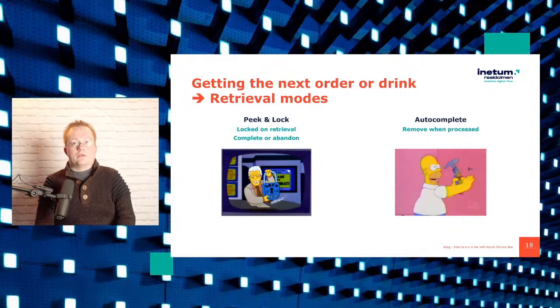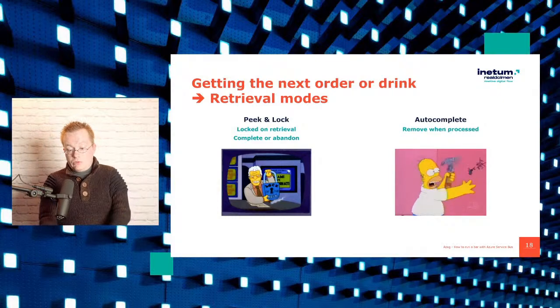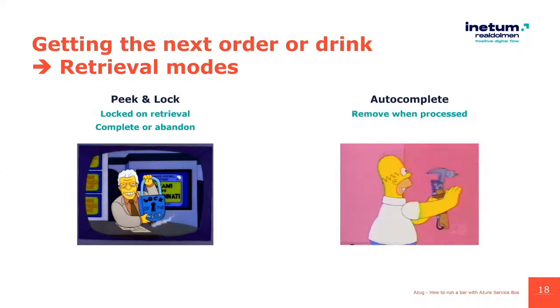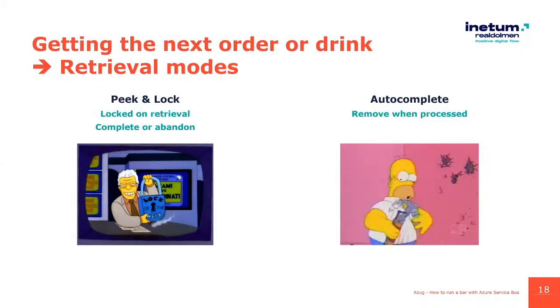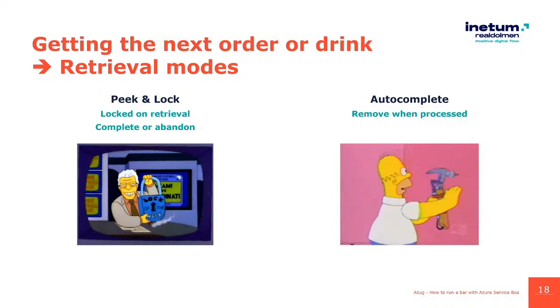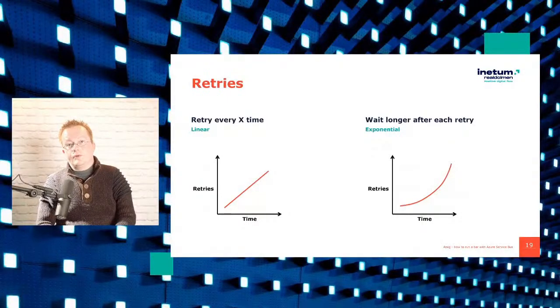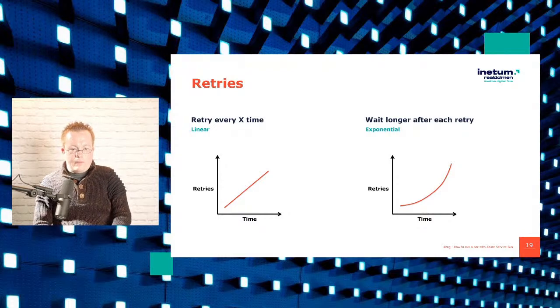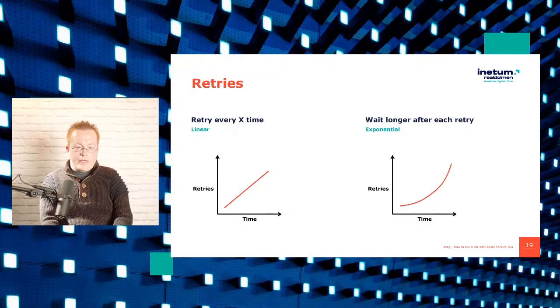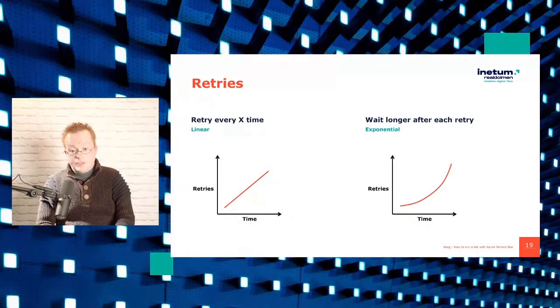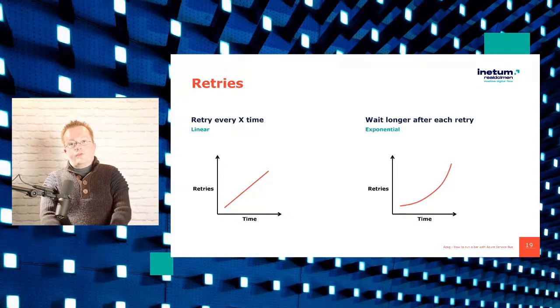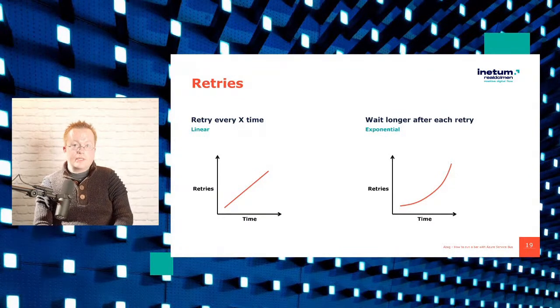On the other hand, the easiest one is the autocomplete. So you take the message from the queue and the message is immediately removed from the queue or subscription. You can also apply retries, which means that you will retry X amount of times before the next step, which is the dead letter queue. You can apply a linear retry, which means that you will have a constant amount of time before you retry getting the message. You can also have an exponential retry, which means that you always wait longer until the message gets processed.